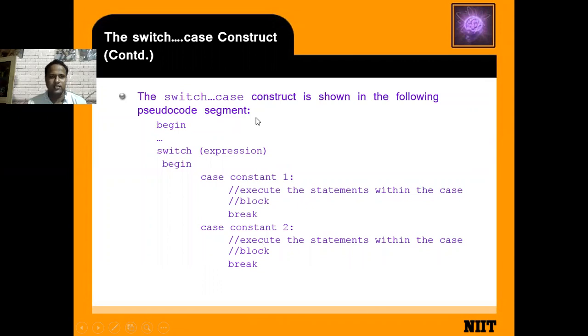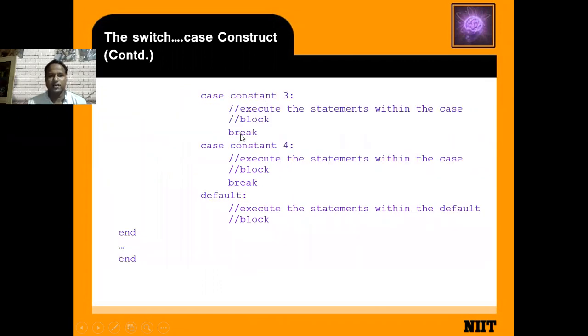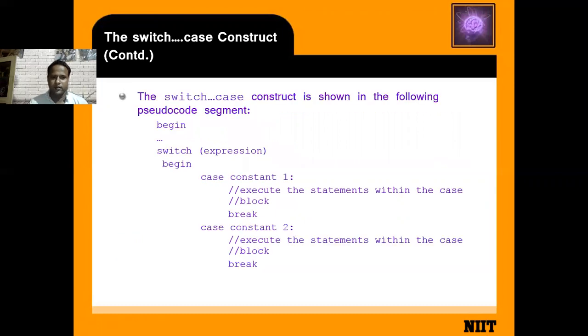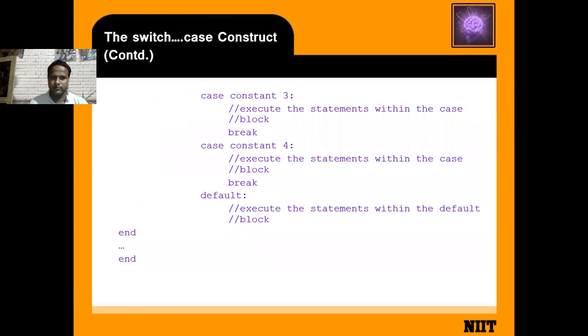When your value is not matched with any case statement, case 1 not matched, case 2 not matched, case 3 not matched, case 4 not matched, then it moves to the default statement. The default statement is used if any one condition has not matched, then your default statement is executed. So default is a statement. If any one condition is not matched, then default is executed here.